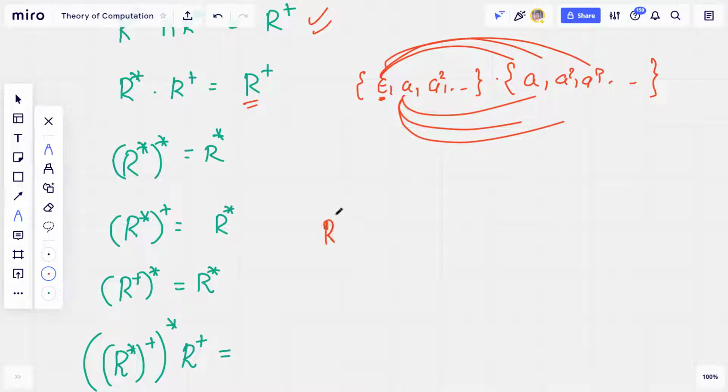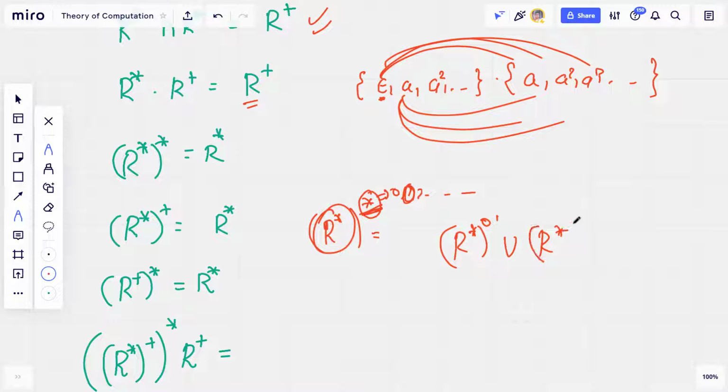See, R star star. What is this star? Remember this thing: star is actually universal in itself. It already contains strings of all possible length. How many other stars do you want to take? What is the star? The star means power 0, 1, 2, and so on and so forth. Even if I just take this power 1, I'll get every possible string. So R star is actually equal to R power 0 union R power 1 union, and so on. If instead of this star I put 0, I get R star power 0 union R star power 1 and so on.